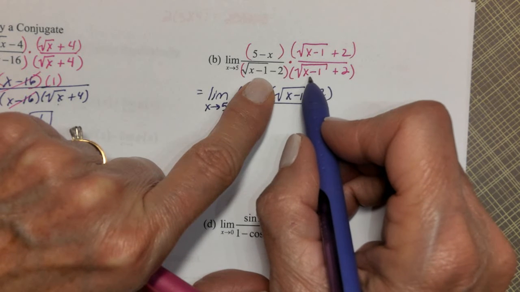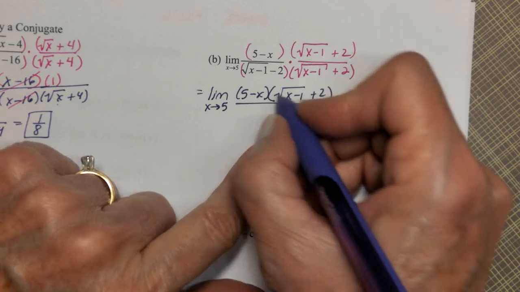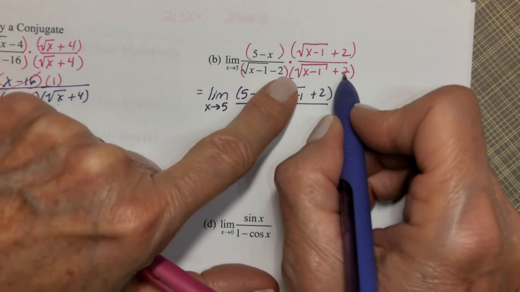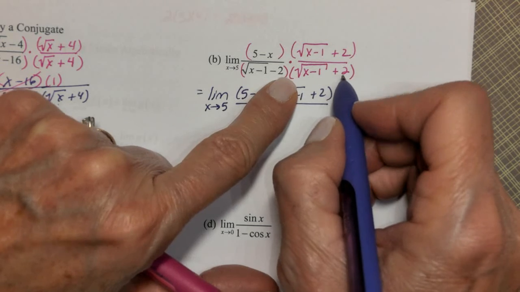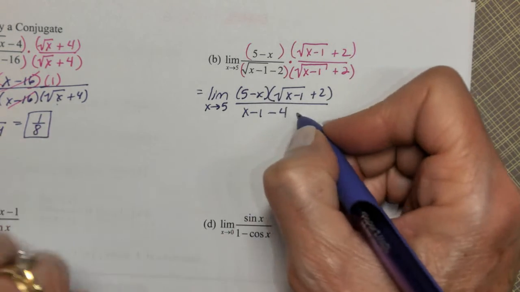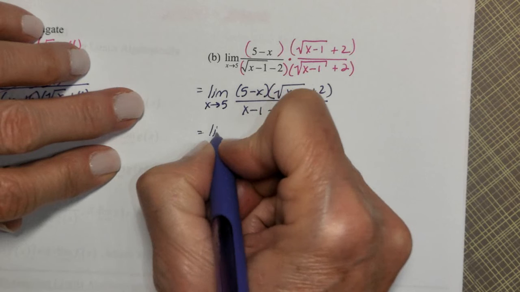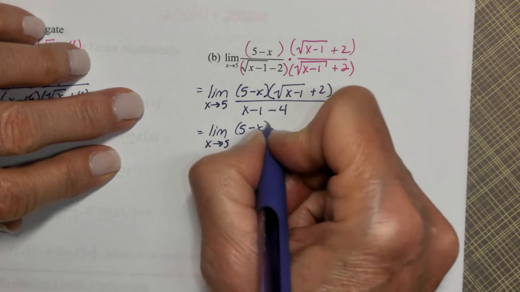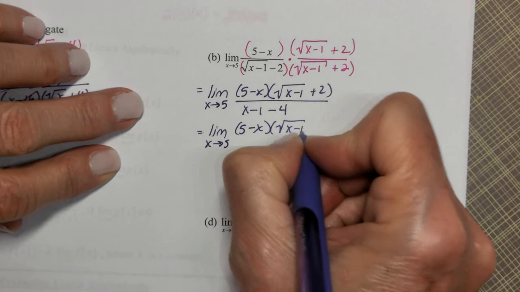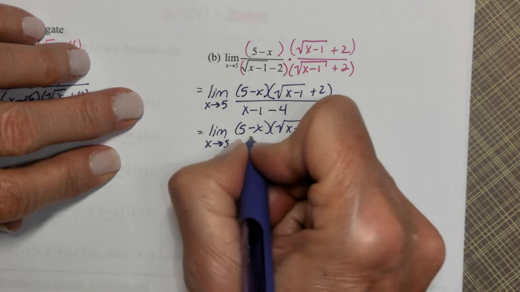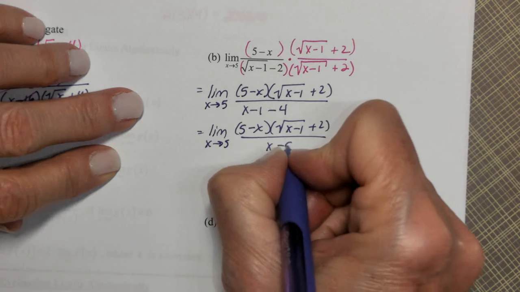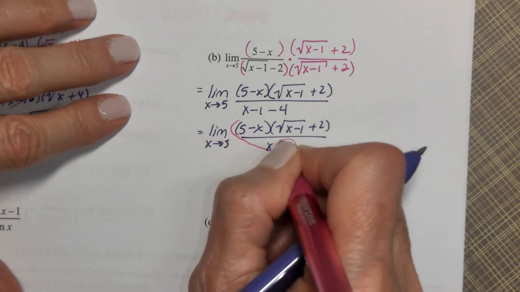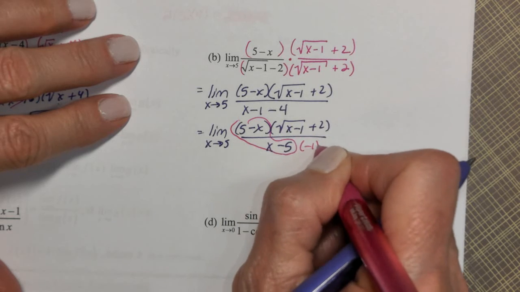So square root of x minus 1 times square root of x minus 1 is x minus 1. The middle term zeroes out. I'm left with negative 2 times 2, which is a minus 4. And we get, on top, 5 minus x times square root of x minus 1 plus 2, divided by x minus 5. We found our hole. They're almost identical, but they reduce to a negative 1.